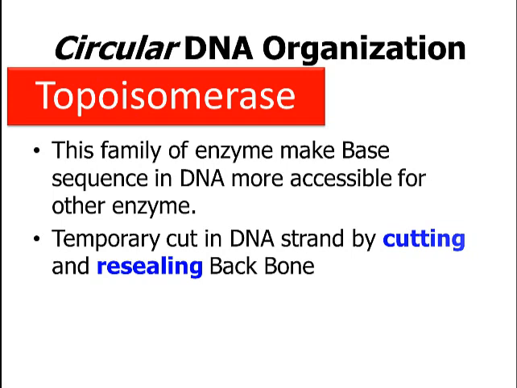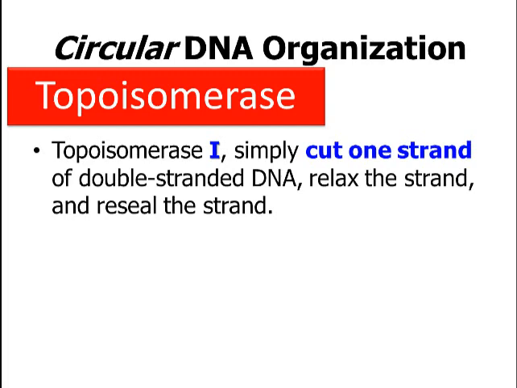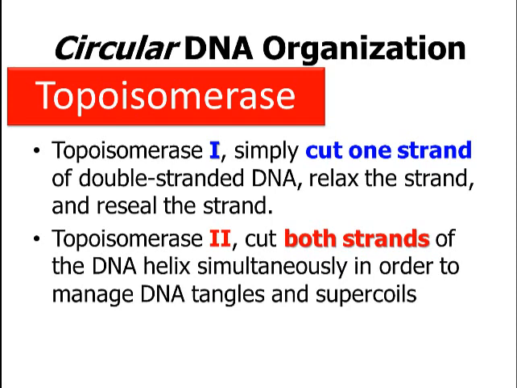In this family, we have two main groups. Topoisomerase 1 simply cuts one strand of double-stranded DNA, relaxes the strand, and reseals the strand. Topoisomerase 2, on the other hand, cuts both strands of the DNA helix simultaneously in order to manage DNA tangles and supercoils.